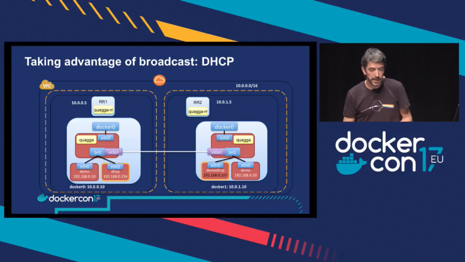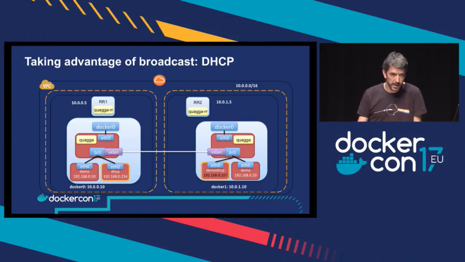Something we can do now is, since we have broadcast, we can actually do DHCP, which is interesting because you could connect your container to an existing DHCP network or setup. So what I'm going to do now is create two new containers. The first one is called DHCP, the one on Docker 0 with the orange bar around it. And then I'm going to start a new container without any IP configuration and get its IP configuration from the container running DHCP.